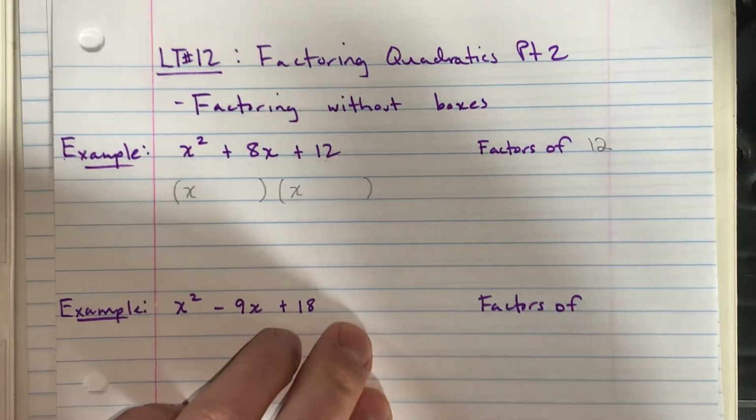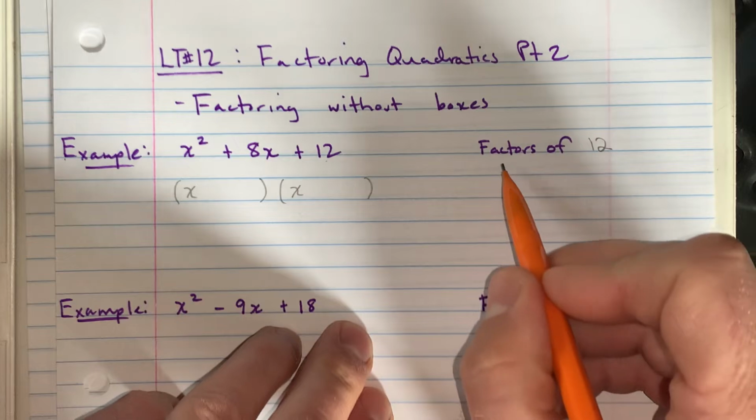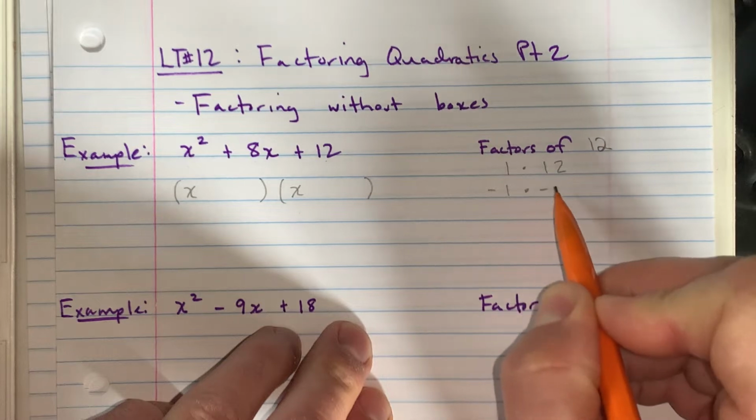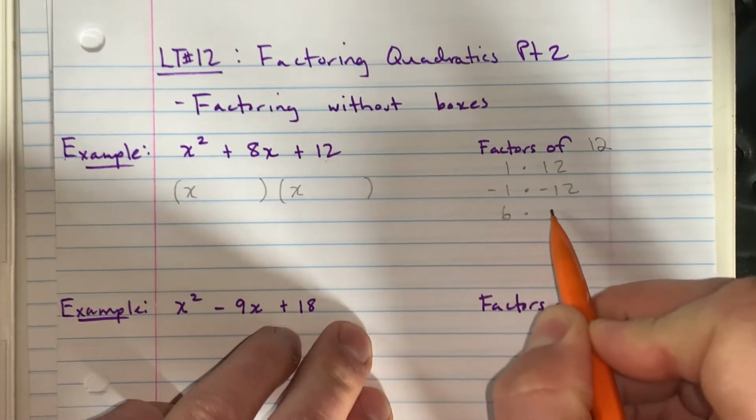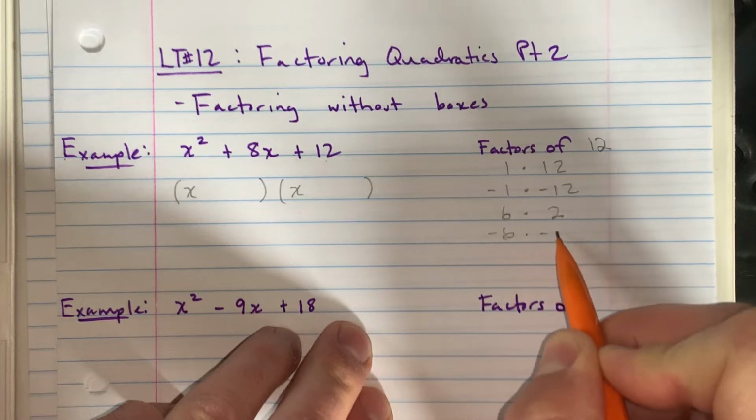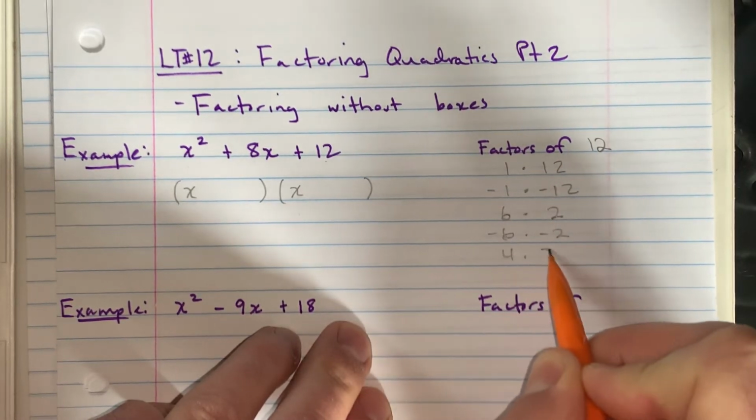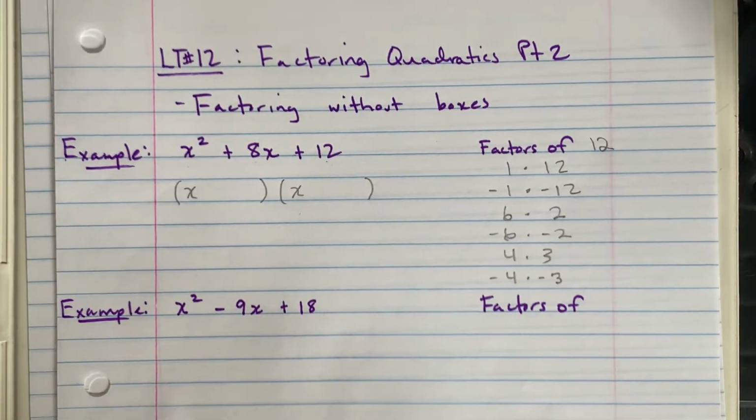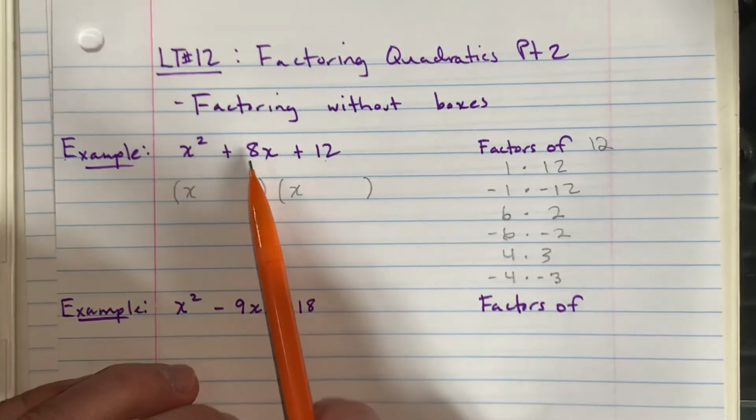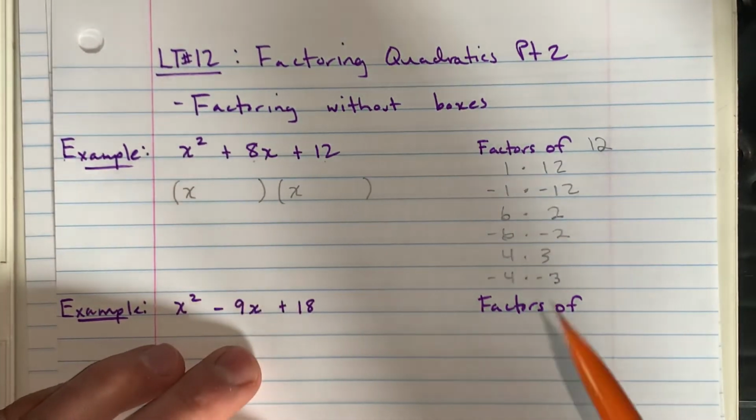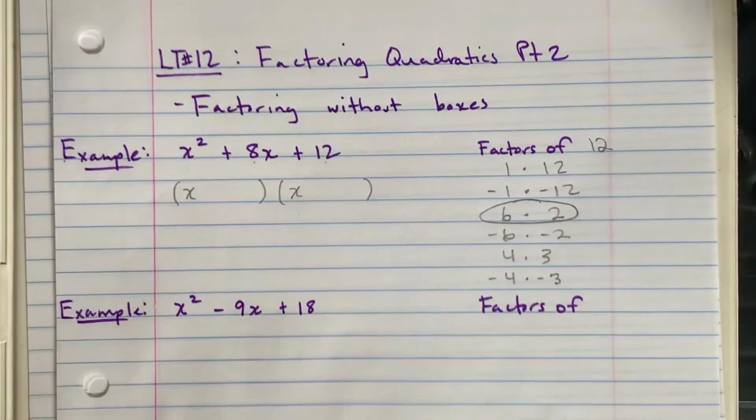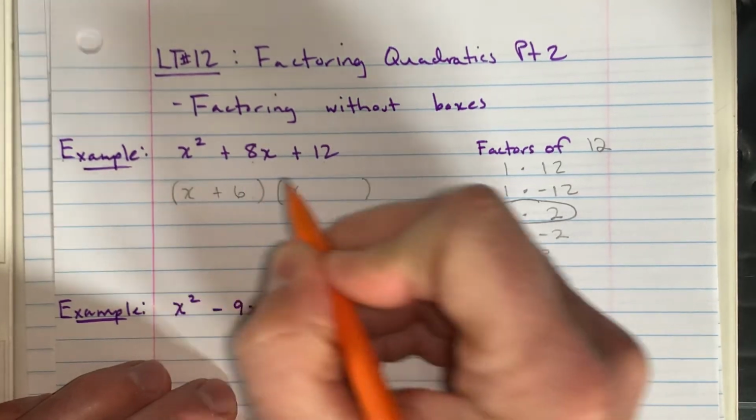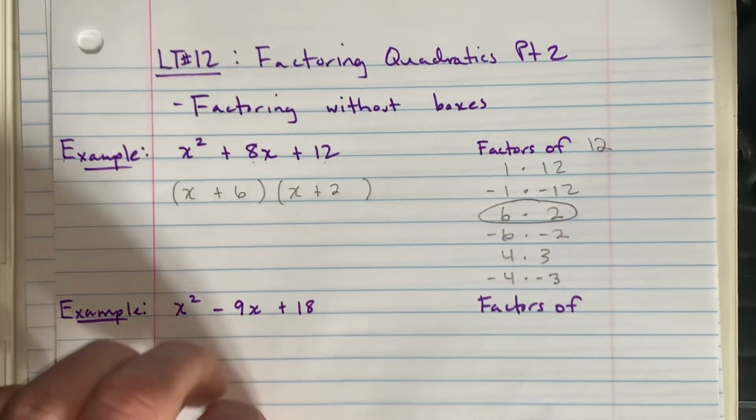You can maybe run through them in your head a little bit, but it's just good practice to get these written down. So 1 and 12, negative 1, negative 12, 6 and 2, negative 6, negative 2, 4 and 3, and negative 4 and negative 3 are all going to give us a positive 12 if we multiply. And looking at our middle term, remember we want it to add up to the middle term. It's going to be this one right here. So we want positive 6 and positive 2. So this would be plus 6 and plus 2. All right.